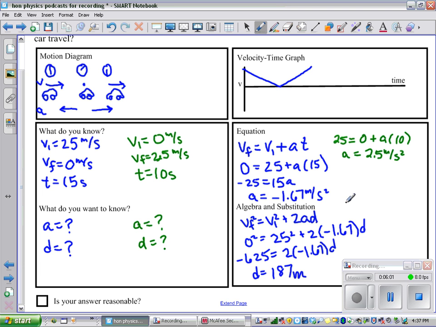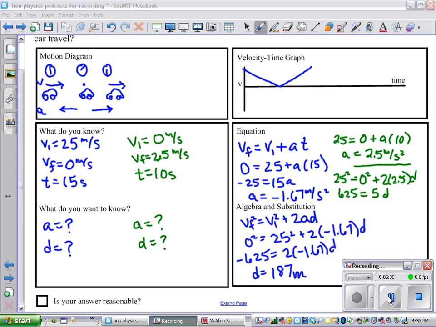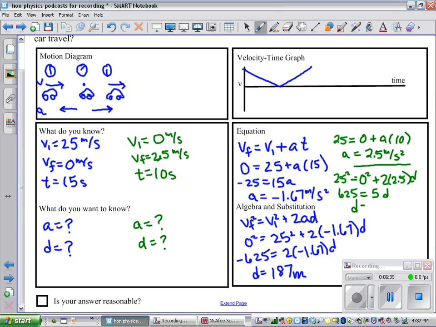Now let's find our distance. We can use the same equation again. See if I can squeeze it in here. We get 25 squared equals 0 squared plus 2 times 2.5 times d. 25 squared is 625 equals 2 times 2.5 is 5, times d. So d is equal to 125 meters.